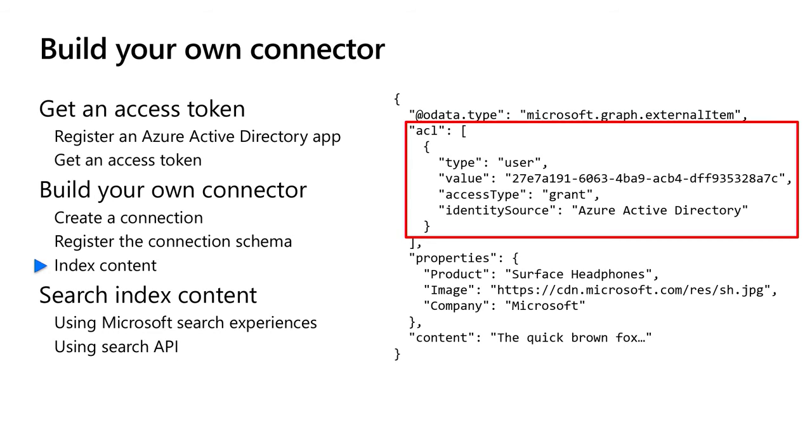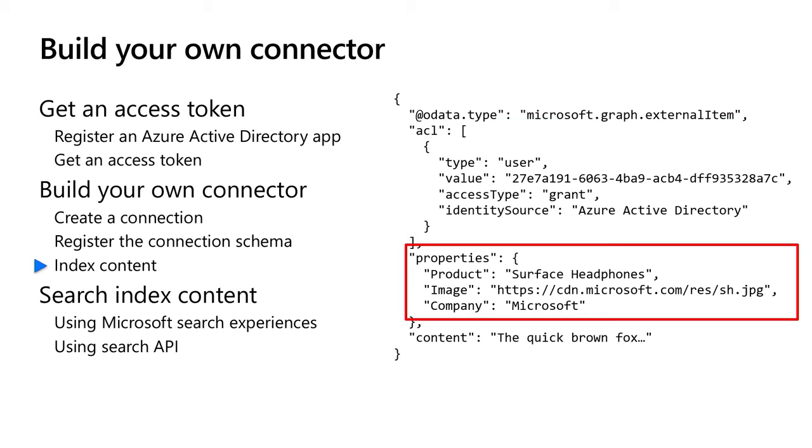The first section is ACL. ACL is used to specify which users and groups in your organization have permission to view the search result when searching for content. So here I have granted access to this item for a particular user with the object ID here. In this preview, we support only Azure Active Directory as the identity source. We do not support external identities, which will come sometime later.